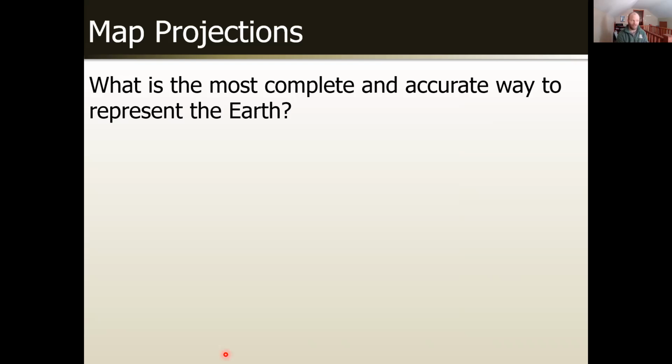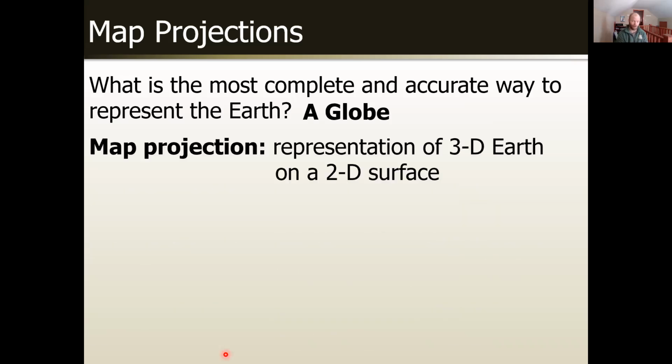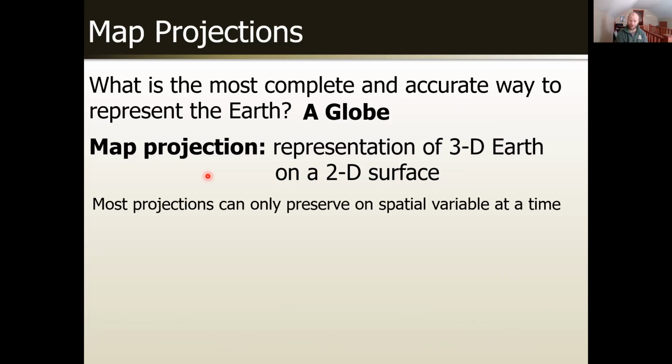What is the most complete and accurate way to represent the Earth? How do we map the Earth? What's the most accurate way? Well, it is in fact a globe, which is really useful. However, for a lot of computational purposes and other purposes, you don't always want to just carry a globe around with you everywhere. You need to represent this 3-dimensional Earth on a 2-dimensional surface. How do we do that? And what are the best ways, and are there trade-offs for representing a 3-dimensional Earth on a 2D surface?